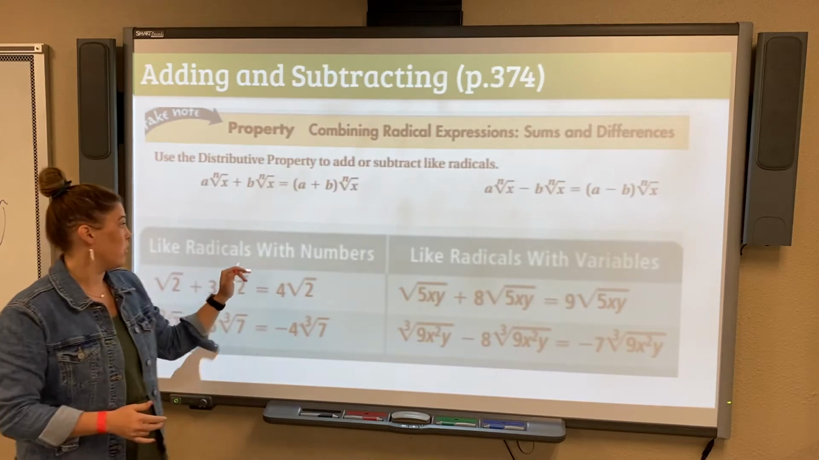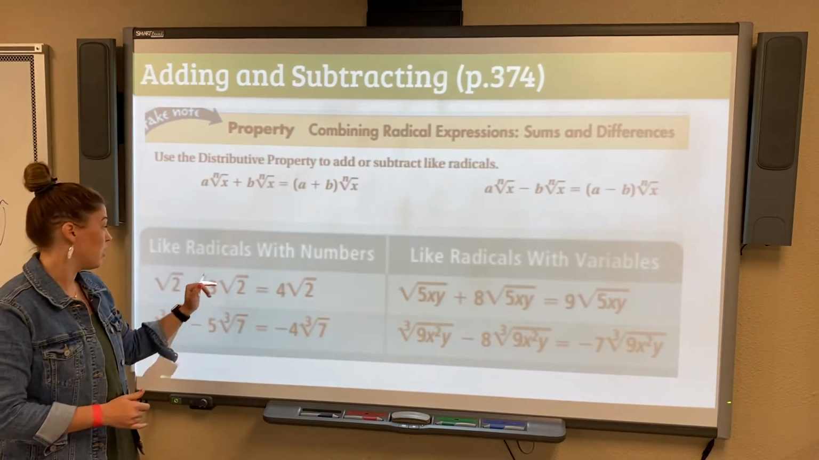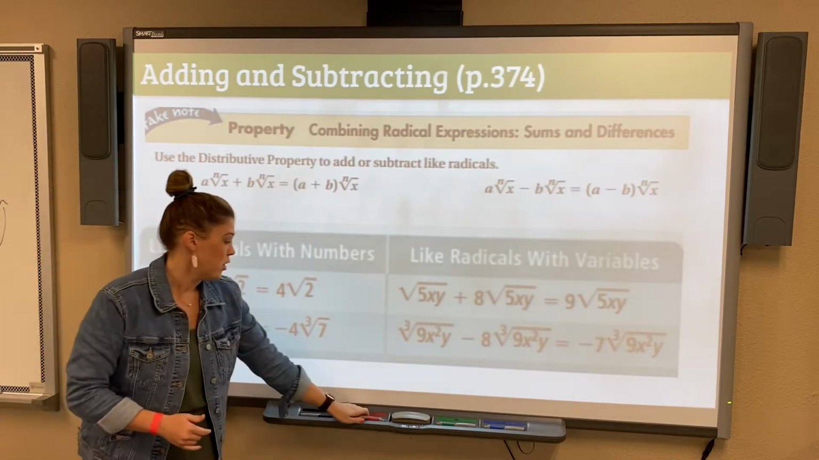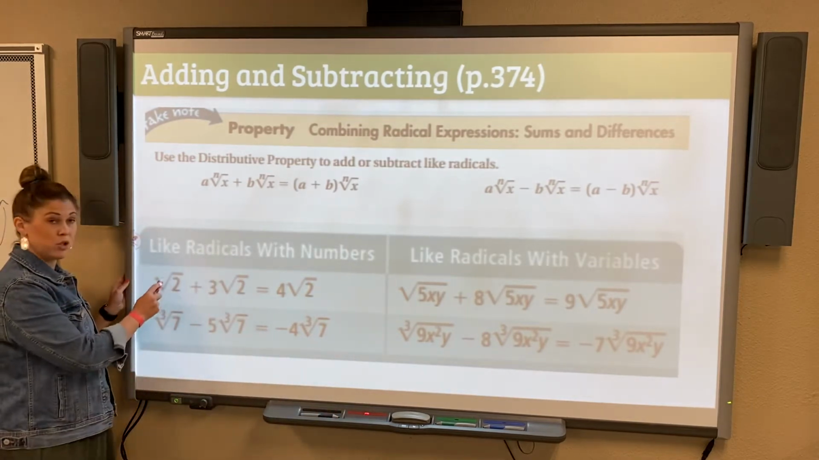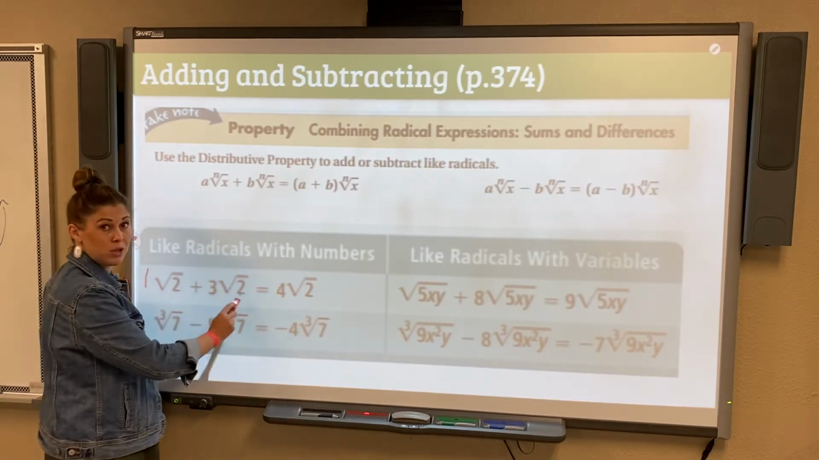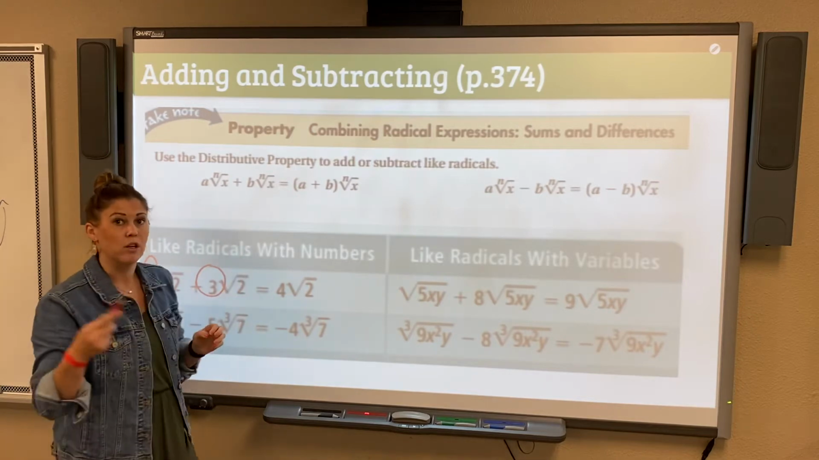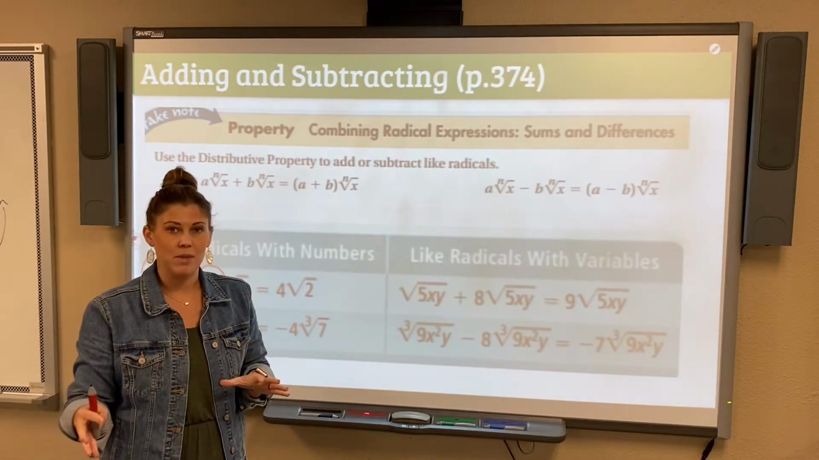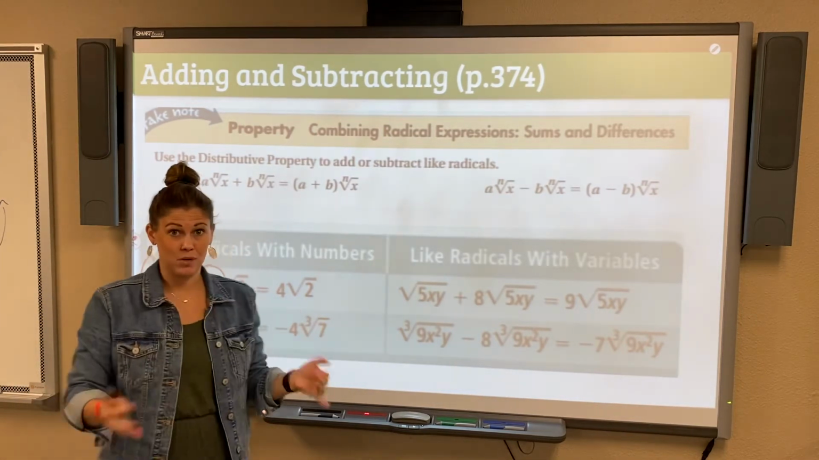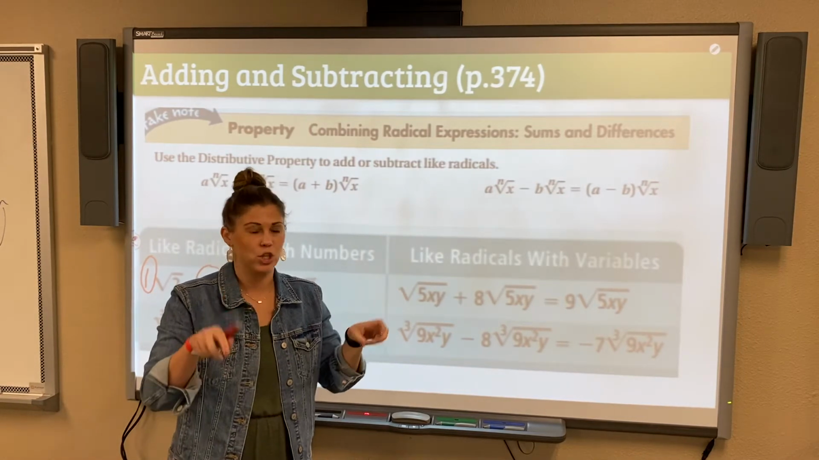Like radicals with numbers. Here we have the square root of 2 plus 3 times the square root of 2. In front of the square root of 2, there's an invisible 1. Since the root 2's are the same, all we do is add 1 plus 3. So it's 4 square roots of 2. Same thing, like if this was x plus 3x, it would be 4x. So think about that as your like term.